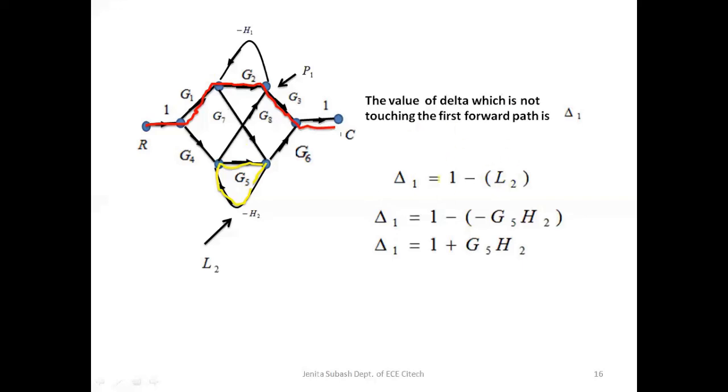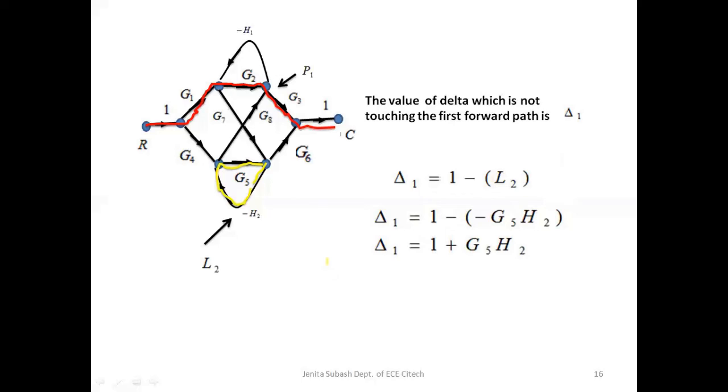We have the standard formula for delta, in which we have substituted all the values using the previous steps 2, 3, 4. Once we have found the value of delta, we cannot change it. Here delta 1 is subjected to the first forward path, in which we modify the value of delta by activating the loop which is not touching the first forward path. We make the rest of the loops L3 and L1 as 0, and the combinations of non-touching loops also 0. So we have delta 1 as 1 minus minus G5H2. So finally delta 1 is equal to 1 plus G5H2.